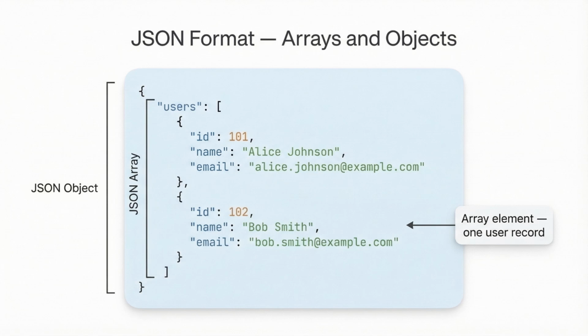Let's break down the structure visually. The outermost curly braces define the root JSON object. Inside, the users key maps to a JSON array, indicated by the square brackets. Each element inside that array is itself an object, representing one user record. This nesting of objects inside arrays and arrays inside objects is the fundamental pattern you'll see in virtually every API response you work with as a JavaScript developer.